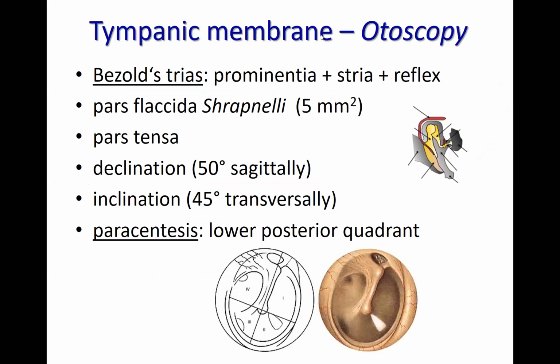What you can see was described by Betzold, and nicely visible are the prominence, the stria, and the reflex. So the reflex, the stria, which is long, and the prominence, which is the most prominent structure. These three are called Betzold's strias. And here we have the flaccid part again, called Shrapnell's membrane, and the dense part, which is the majority.